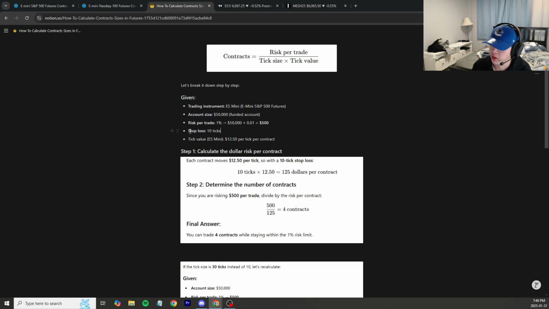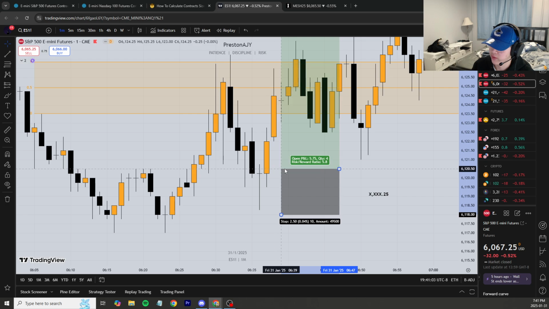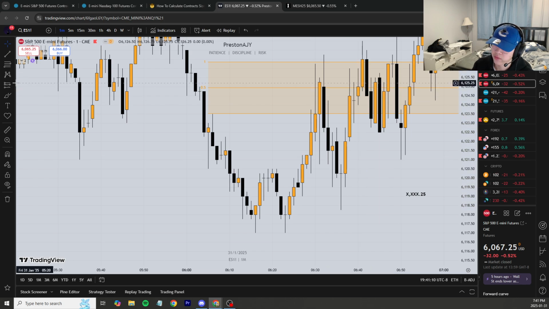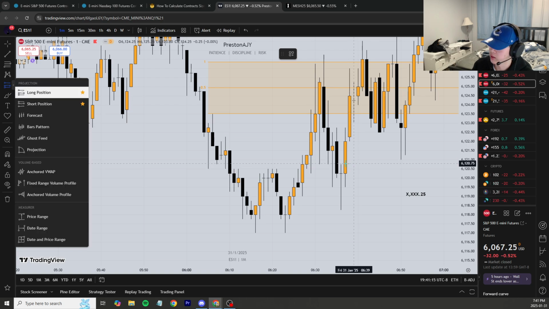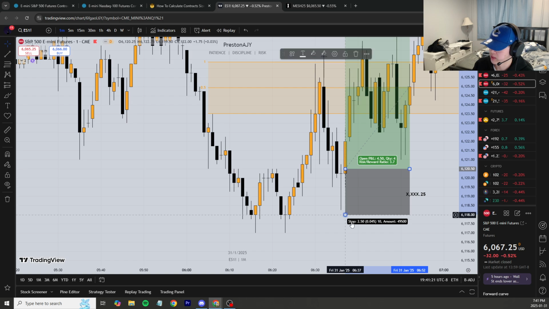Now for the stop loss, all right? When you are entering a trade, you need a stop loss. And for contract sizes, we calculate it by ticks. So if you go to TradingView, first off, let me show you guys how to make a long position. Just go to the bar on the left, and then go to, I think it's projection, and then click the long position. Now we want to enter right over here, and then we want to have our stop loss down here.